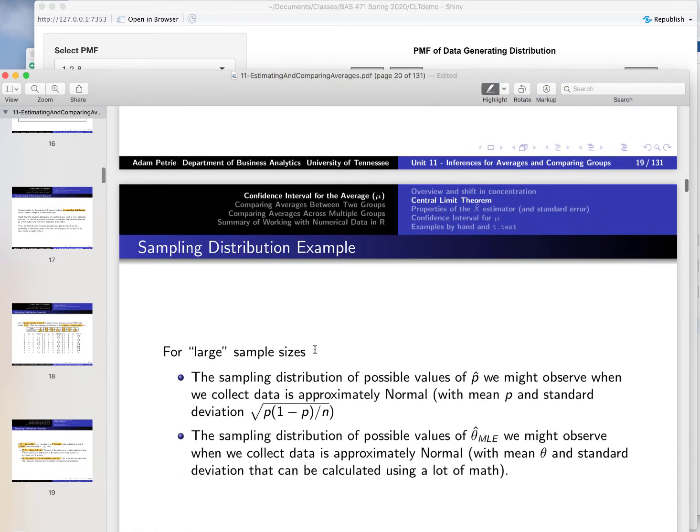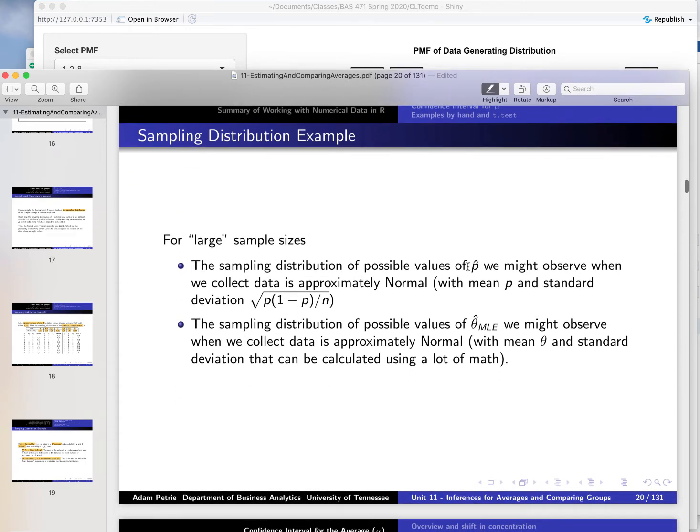And we've been talking about the sampling distribution of the possible values of p hat we might observe when we go and conduct a Monte Carlo simulation. We've talked about how the possible values for p hat we might observe is well described by a normal distribution with a predictable peak and also a predictable standard deviation.